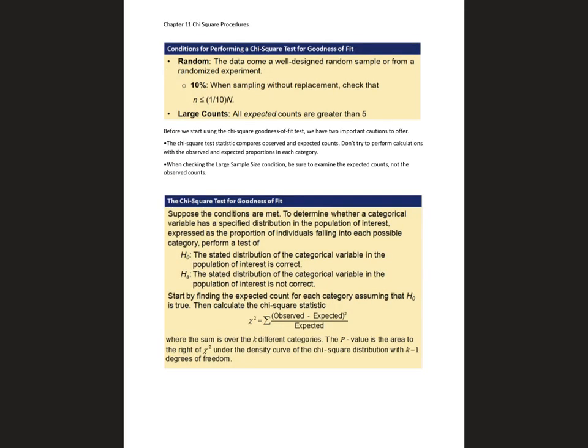Let's take a look at the conditions for performing a chi-squared test for goodness of fit. We need to know that the data come from a random sample or from a random experiment. When sampling without replacement, we need to check the 10% condition. And for the large counts condition, all expected counts must be at least 5.